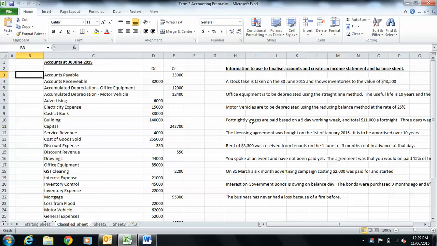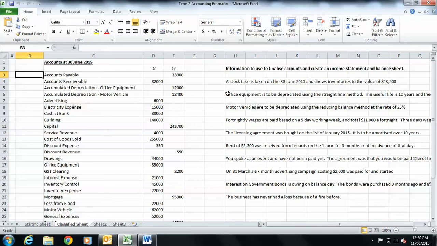We're looking at things like adjustments that we might have to make, prepaid expenses, for example, wages that are owing at the end of the time, making those balance day adjustments. And we're going to have to go and make an income statement and a balance sheet.